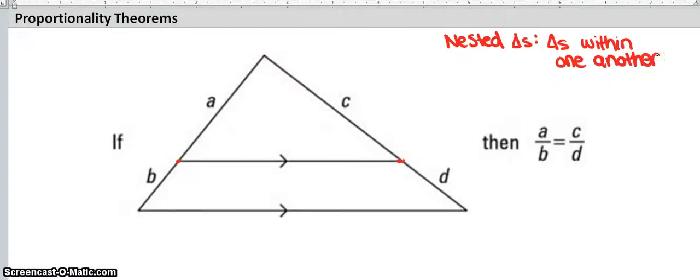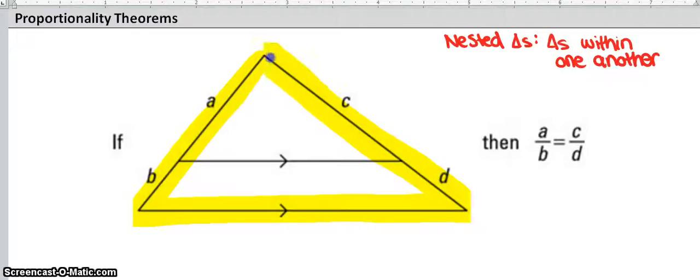Okay, so side splitter theorem has to do with these nested triangles, and it talks about different proportions within the triangles, essentially. So the reason we're talking about side splitter theorem is because it has to do with similar triangles. Now, these may not necessarily look similar, but let's kind of unpack why those are similar, and then we'll get to the actual theorem. So you have two triangles here.